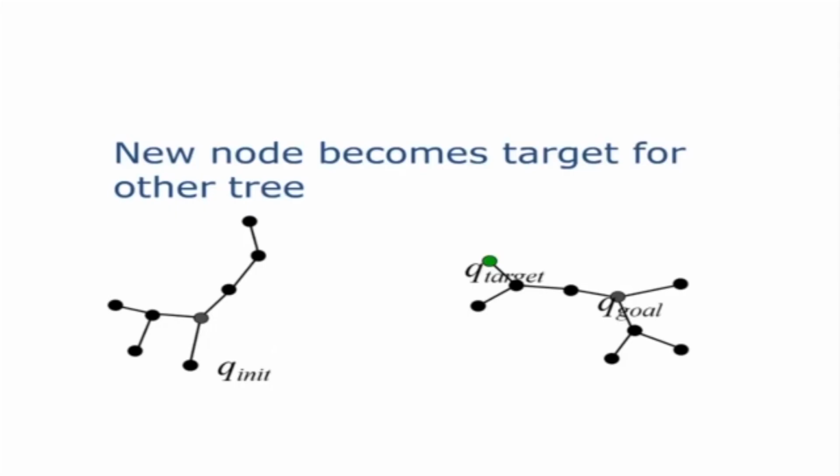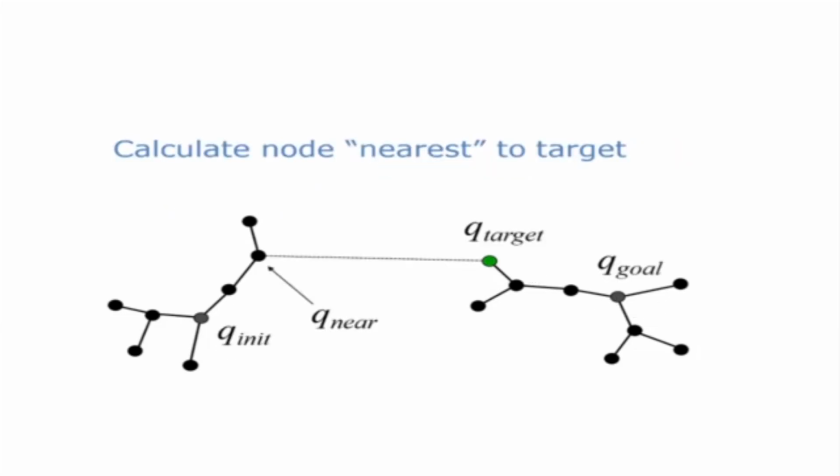So what we do is a new node becomes target for the other tree. I generate another node which is going to become a target for the other tree. So now how do I calculate? I can calculate the nearest node to the target. From here I want to make a connection. So how do I get the nearest node?